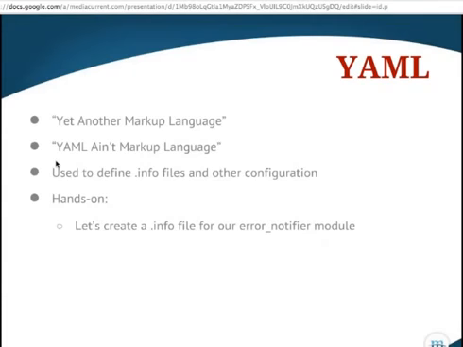Initially it was set up as a markup language, but they decided that it was more of a data serialization language than it was a markup language. So they changed it to YAML ain't a markup language. And how that affects us as Drupal developers is that the first place you'll see it is when you're creating a module, and your .info file will now be using YAML to define the configuration in your .info file rather than Drupal's custom markup that we used.